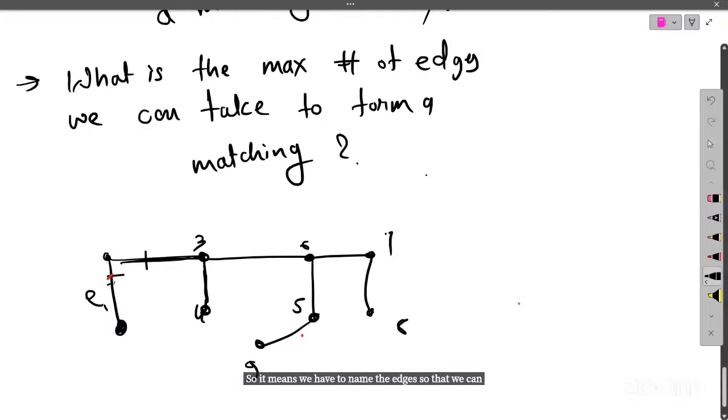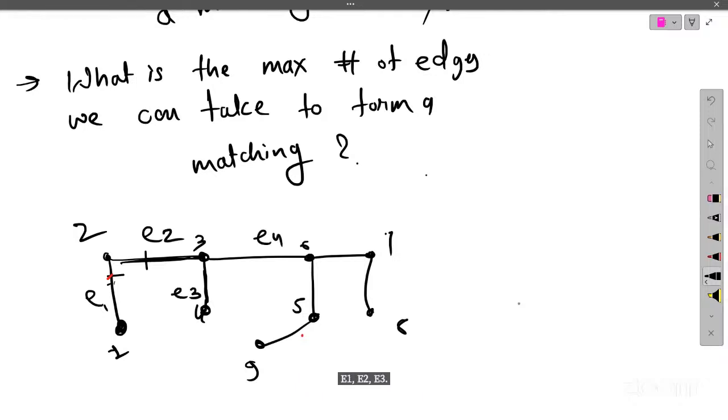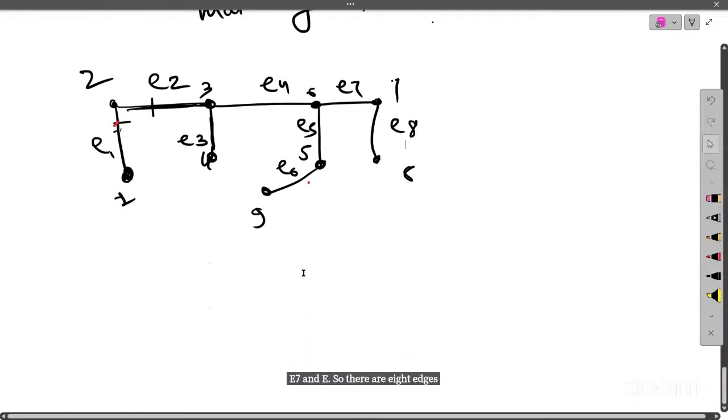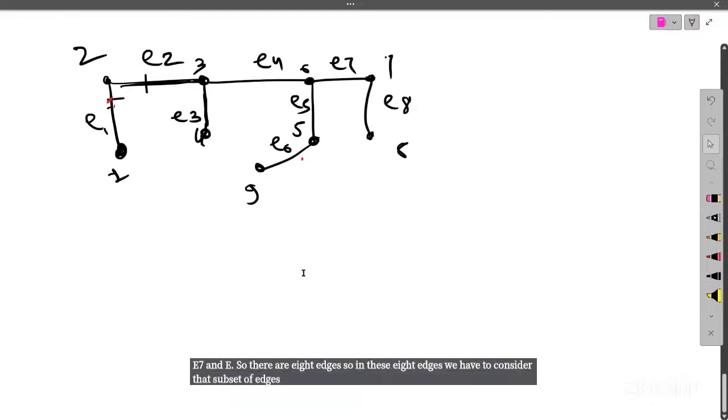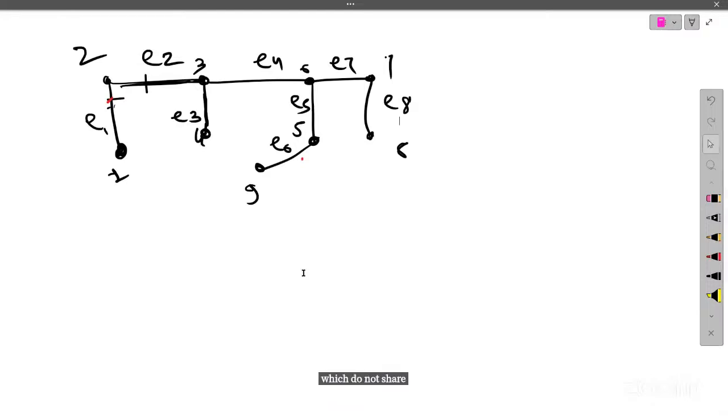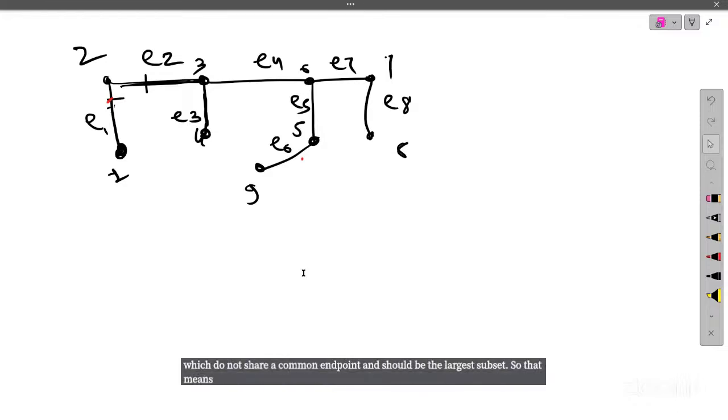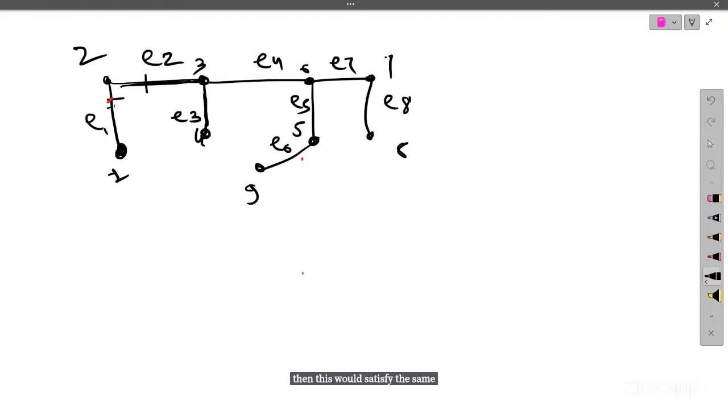So suppose this is E1. What was there? E1, E2, E3, E4, E5, E6, E7, and E8. So there are 8 edges. In these 8 edges, we have to consider that subset of edges which do not share a common endpoint and should be the largest subset. That means you cannot form any larger subset of edges than this which satisfies the same condition. Okay, so let's try to find a maximal matching here. Such kind of matching is known as a maximal matching.